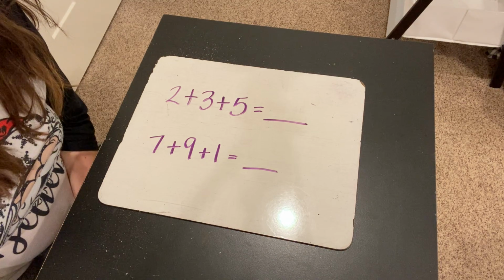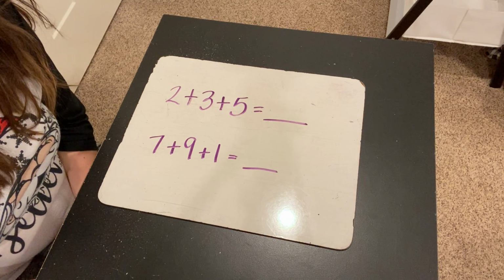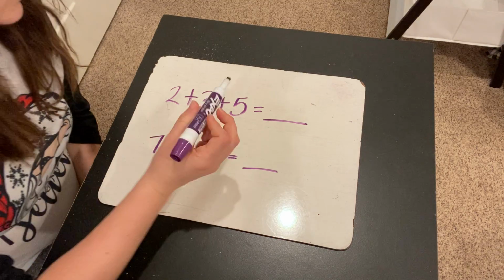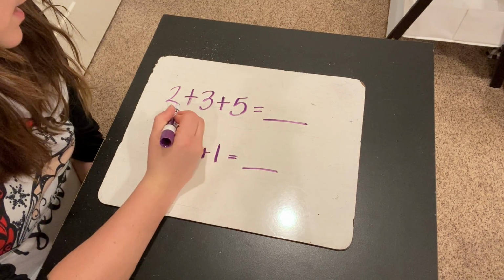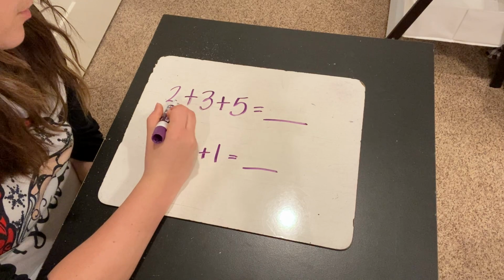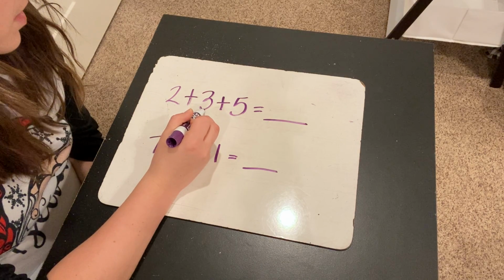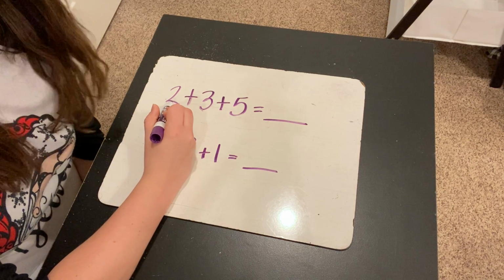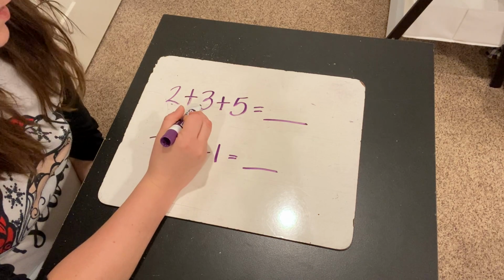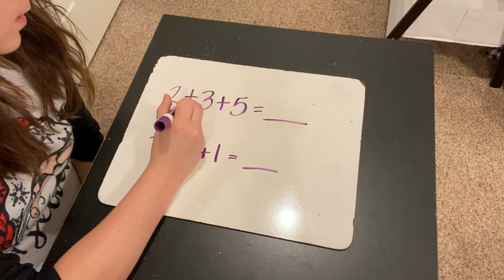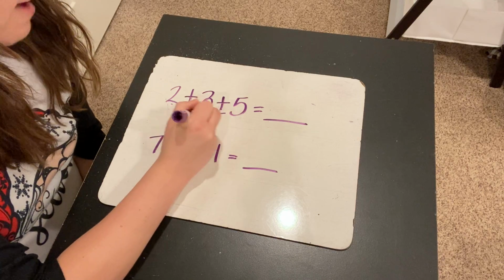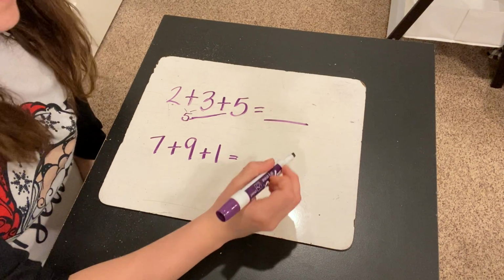So the first one was 2 plus 3 plus 5. To solve this, you may have said, oh, look, there's a double plus 1. So 2 plus 2 is 4, plus 1 more is 5. And then you may have added 5 plus 5, and that equals 10.